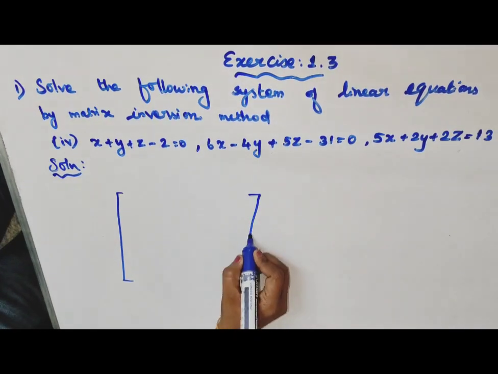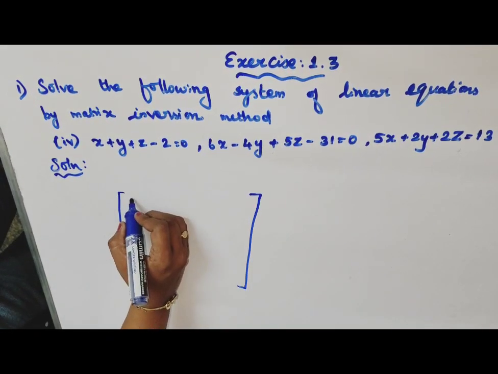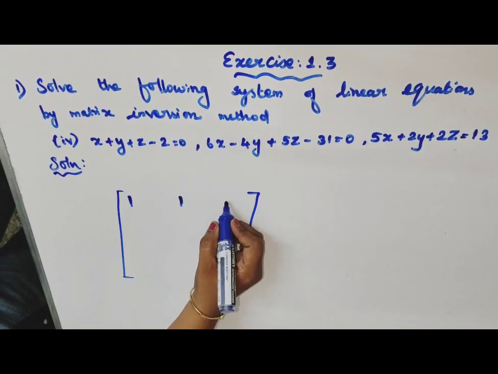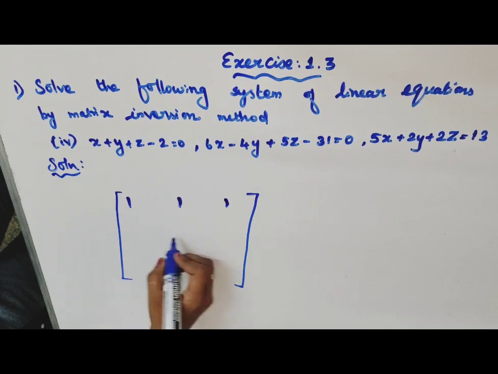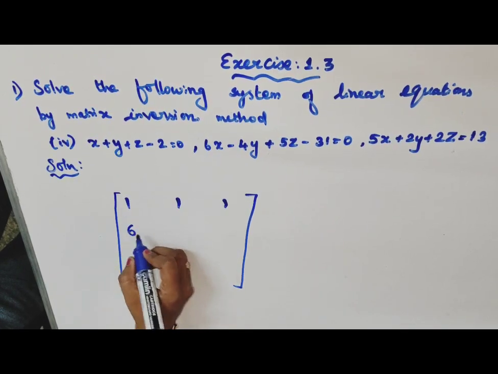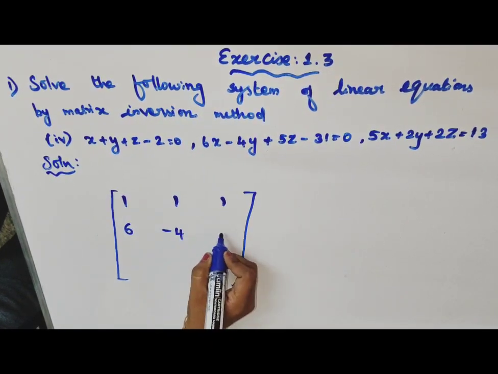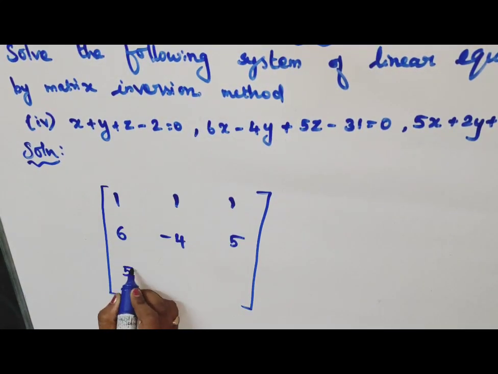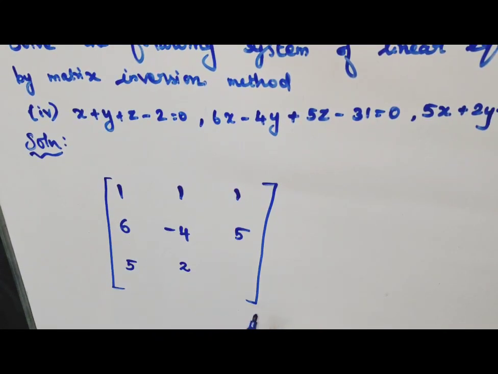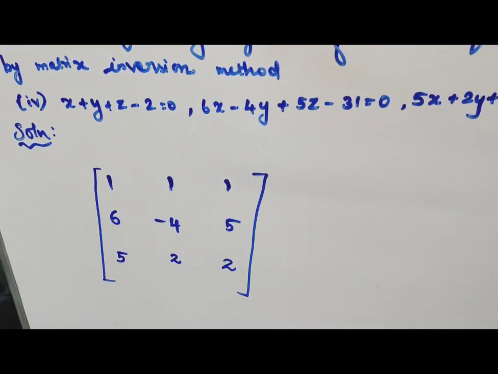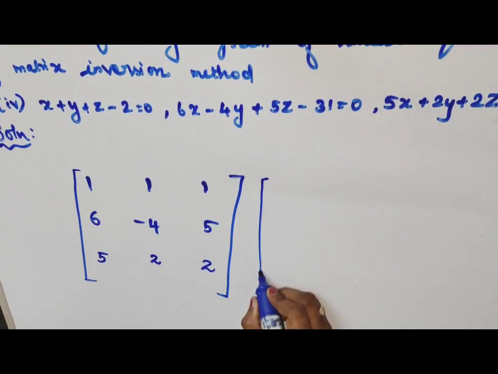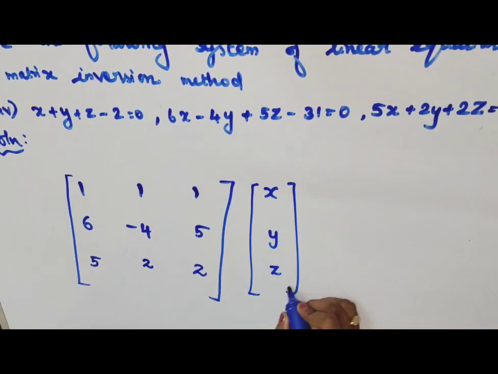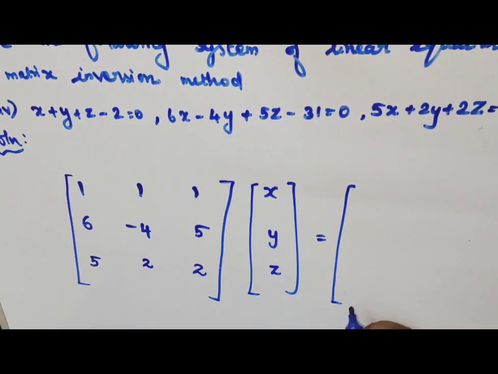First step, we have to write these linear equations in matrix format. So for the first equation, the coefficient of x is 1, coefficient of y is also 1, coefficient of z is also 1. For the next equation, the coefficient of x is 6, coefficient of y is minus 4, coefficient of z is 5. Then the coefficient of x is 5, coefficient of y is 2, coefficient of z is also 2. The variables we have are x, y, z, which is equal to the constants, which we have to write on the right hand side.